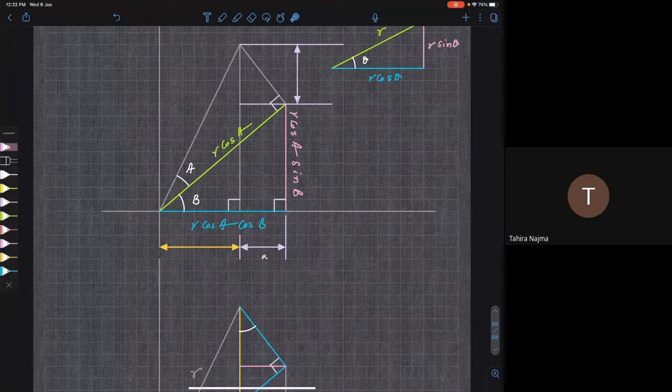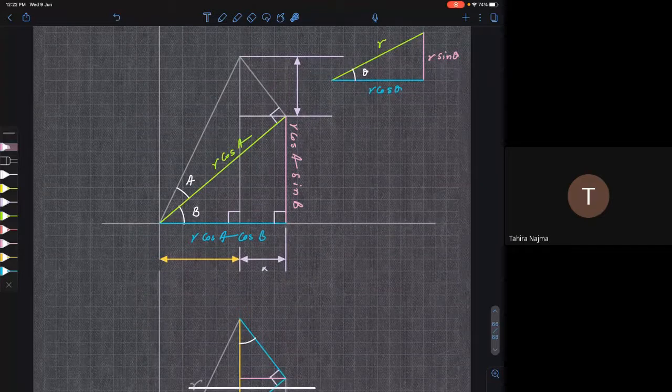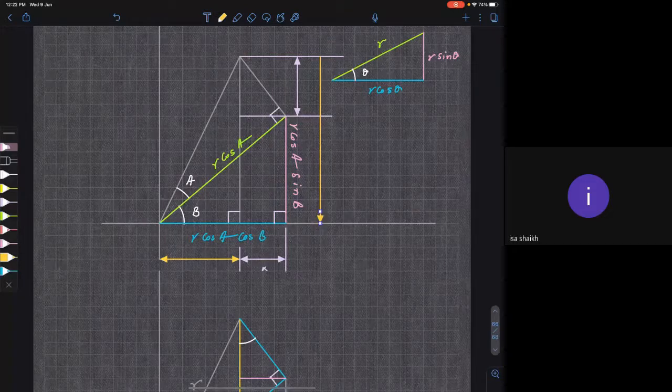Yes, sir. Now I need this yellow side also. Why? Because that is r sin A plus B. Do you remember? Yes, sir. For finding this yellow side, somehow I need to add this side to this pink side. Correct?